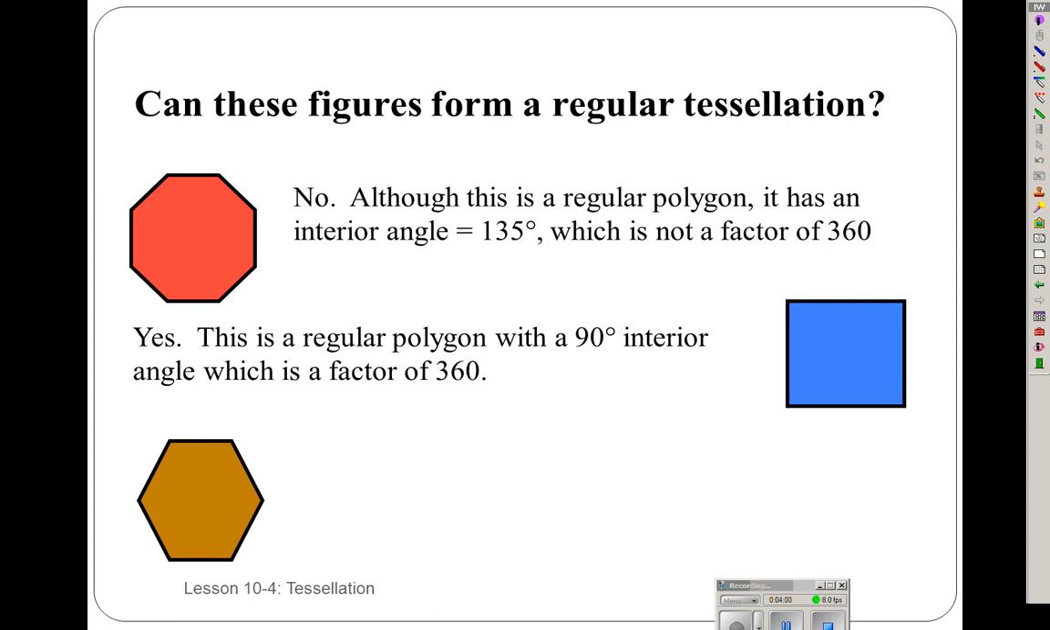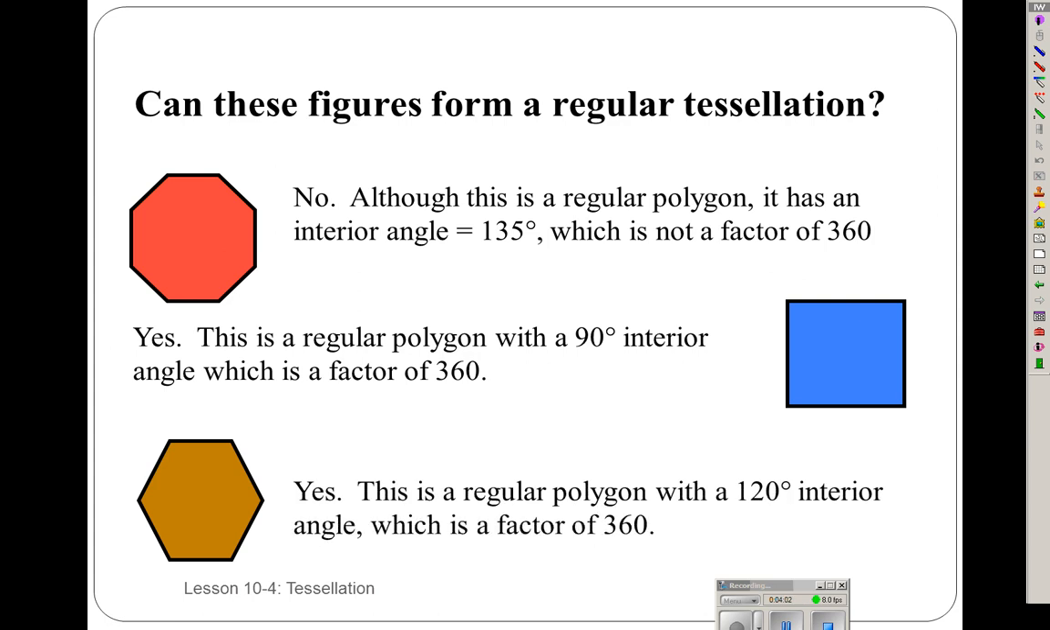How about a regular hexagon? 180 times 6 minus 2 divided by 6 is 120 degrees. And 120 is a factor of 360, so yes, that can do a regular tessellation. 360 divided by 120 is 3, so it divides evenly, so that one works. Do 180 times n minus 2 divided by n, and that will give you one interior angle. And if that number is a factor of 360, then it will do a regular tessellation.